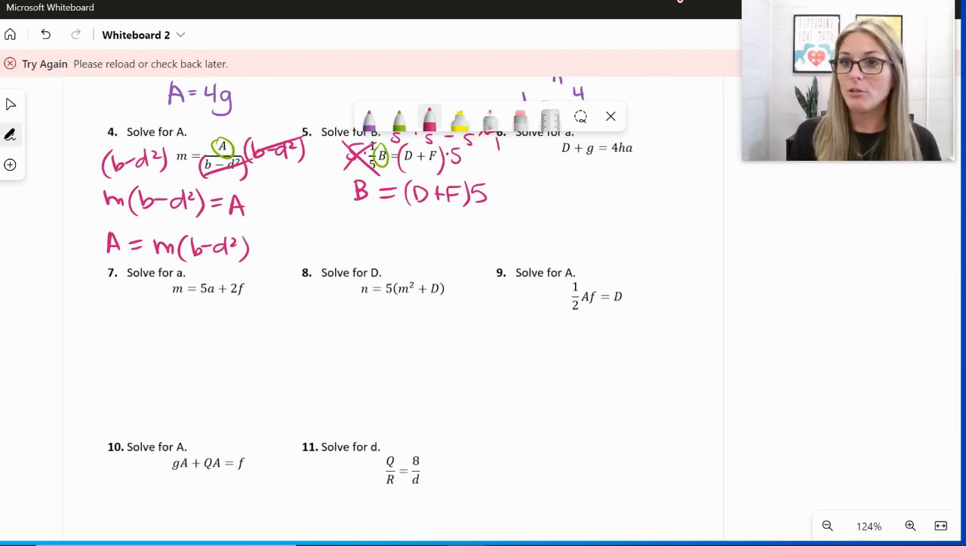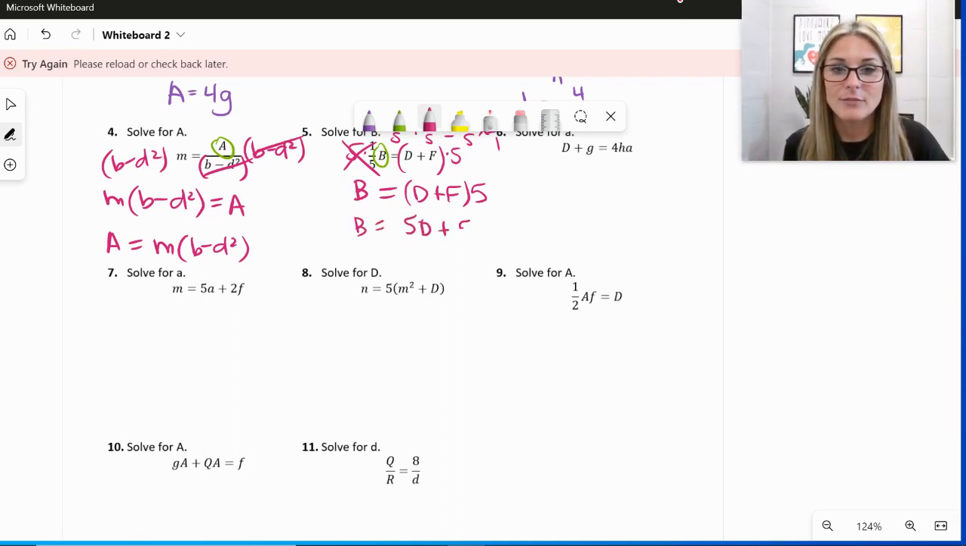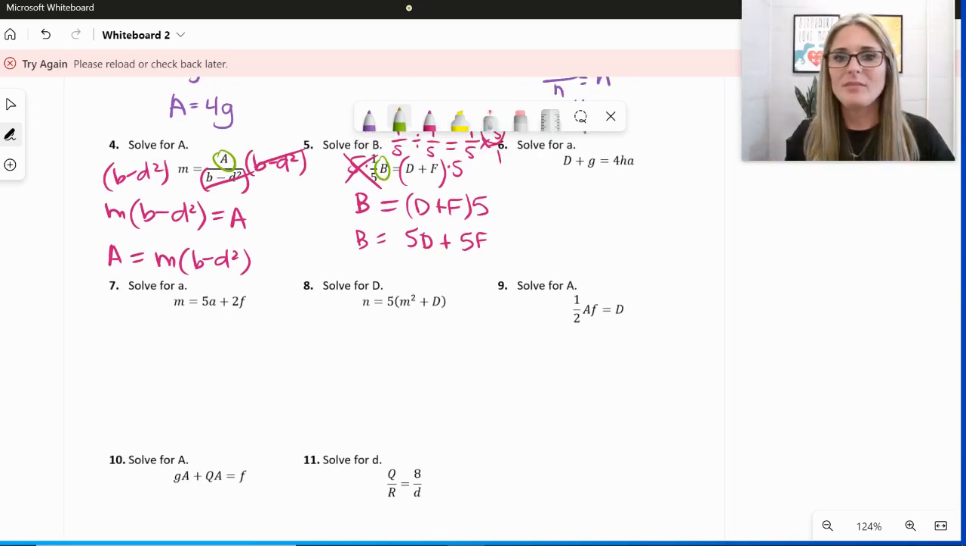If you want to distribute through, you want to write it as B equals 5D plus 5F. That's equivalent, and that is okay. Our goal was to get B all by itself, which we did by multiplying both sides by 5 and multiplying everything on both sides. So whether you use the parentheses or you distribute the 5 through, either way. Number 6, solve for lowercase a.